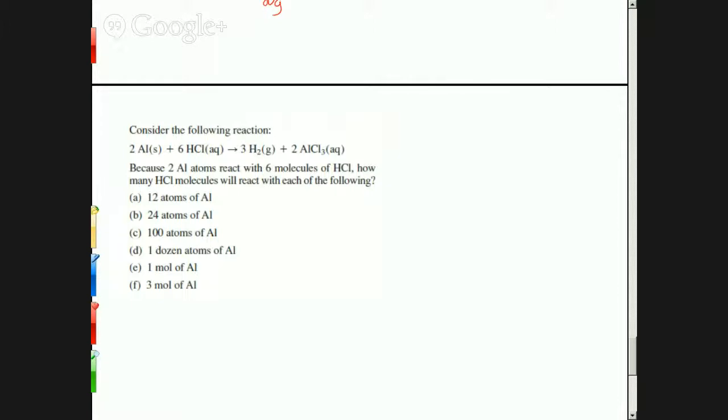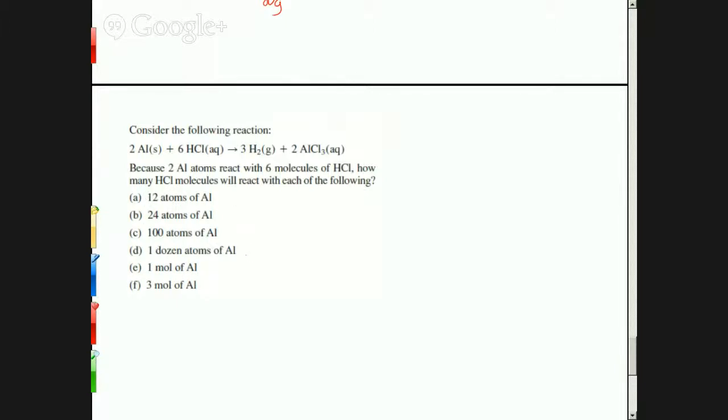Okay. Right, so this is proportional. So whatever we do to the first one, we have to do to the other one. So that's one way to look at it, is 12 is 2 times 6. So then we also need 6 times 6 to complete that proportion. Another way to look at it is the ratio of 2 to 6 is like 1 to 3. So we're always going to need 3 times as many HCl's as we do aluminums. All right, so if we have 12, we're going to need 3 times that, or 36.